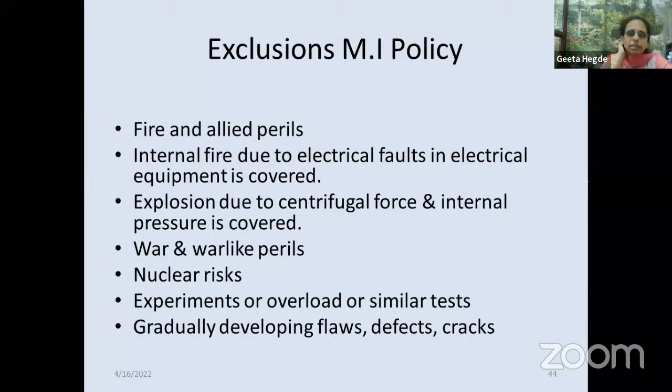So as we have seen yesterday under the fire policy, exclusion 7, that is getting covered here, which gets excluded under the fire policy. Explosion due to centrifugal force or internal pressure is covered. War is excluded. Nuclear risk.